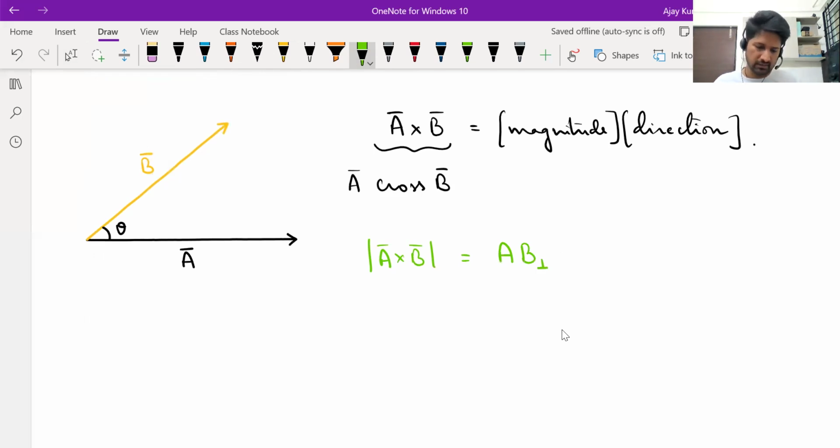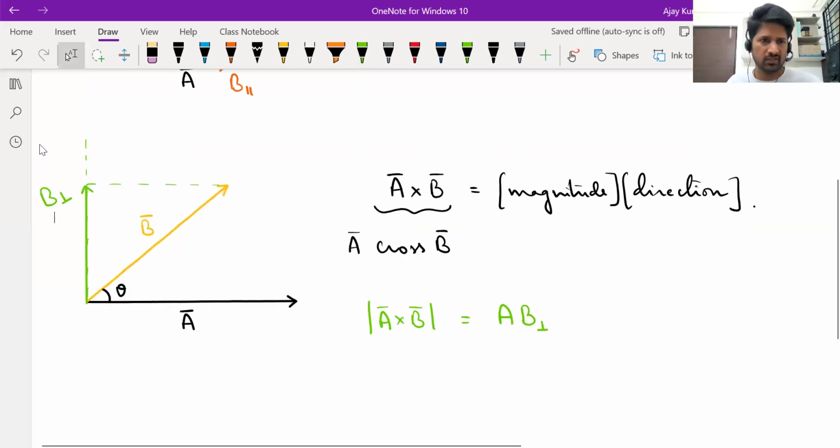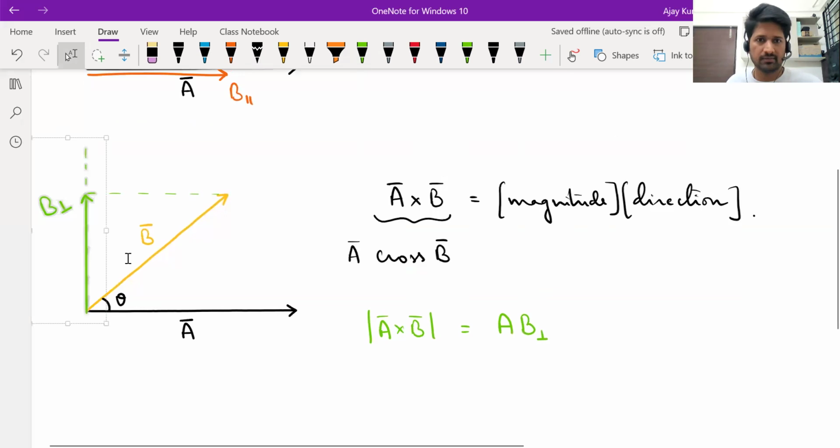Let's visualize that. We need component of B perpendicular to A. Imagine the direction perpendicular to A first. It is this direction. Now take B's component in that direction. We have to take its projection onto that direction. It will be like this. This is B perpendicular. Okay. Component of B perpendicular to A. It would have been better to draw it in yellow itself.